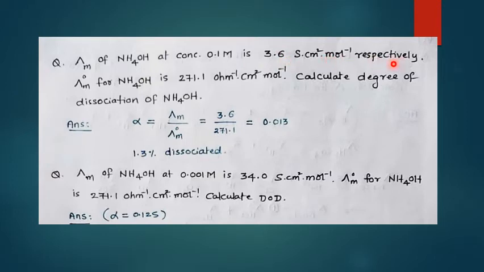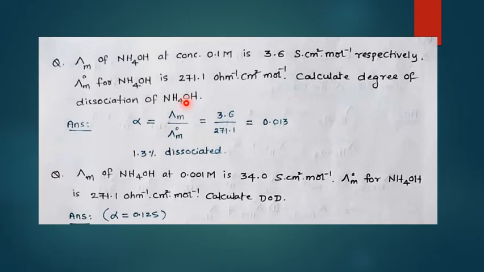Okay, molar conductivity of NH4OH at concentration 0.1 m is 3.6 Siemens centimeter square mole inverse respectively. Molar conductivity at infinite dilution for NH4OH is 271.1 ohm inverse centimeter square mole inverse. Calculate the degree of dissociation of NH4OH, ammonium hydroxide.